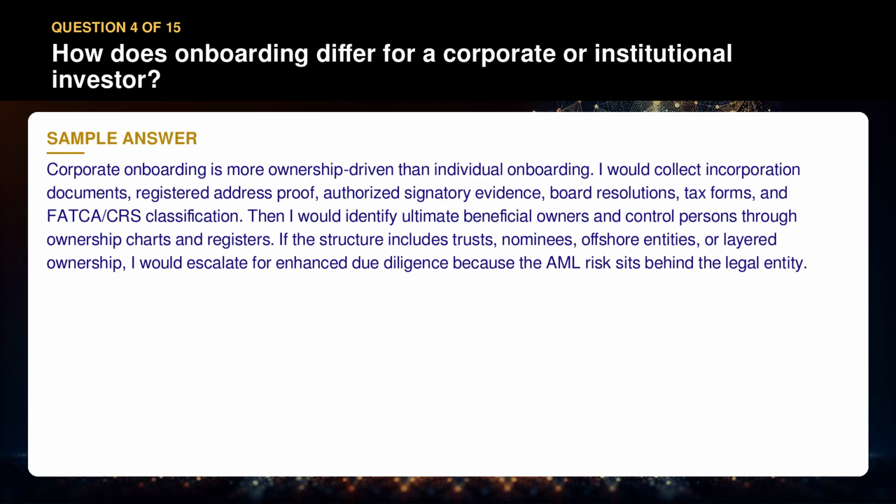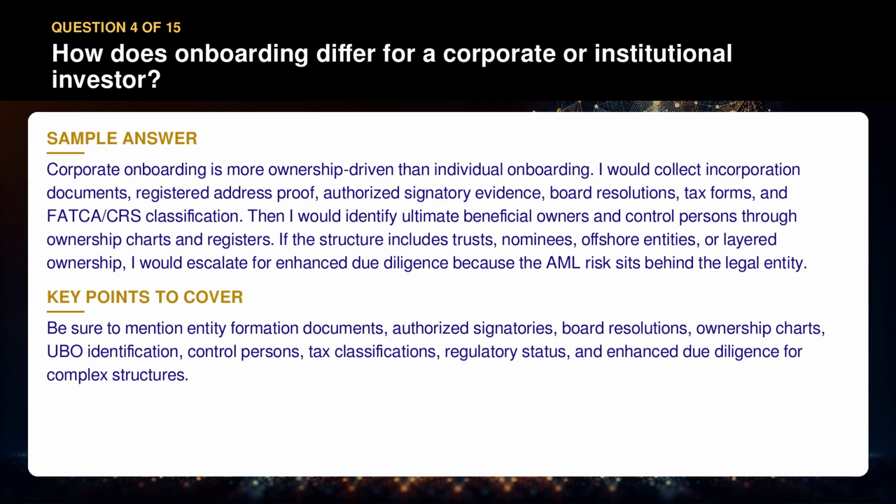If the structure includes trusts, nominees, offshore entities, or layered ownership, I would escalate for enhanced due diligence because the AML risk sits behind the legal entity. Be sure to mention entity formation documents, authorized signatories, board resolutions, ownership charts, UBO identification, control persons, tax classifications, regulatory status, and enhanced due diligence for complex structures.